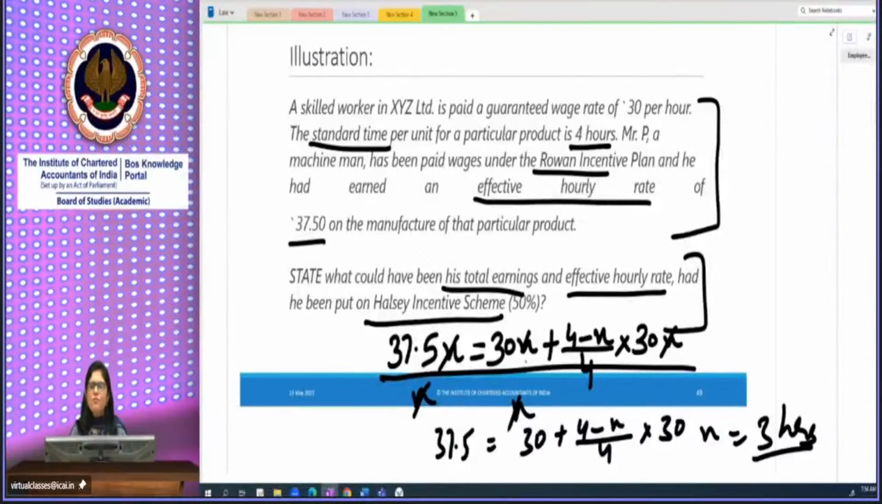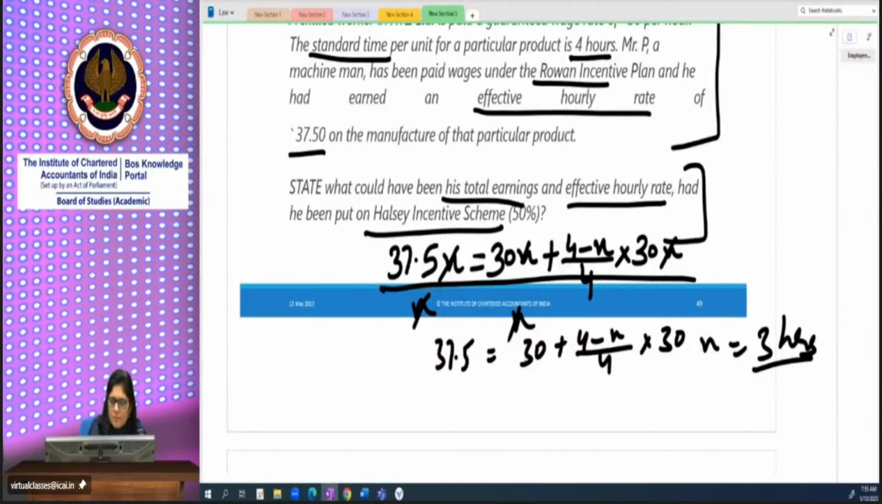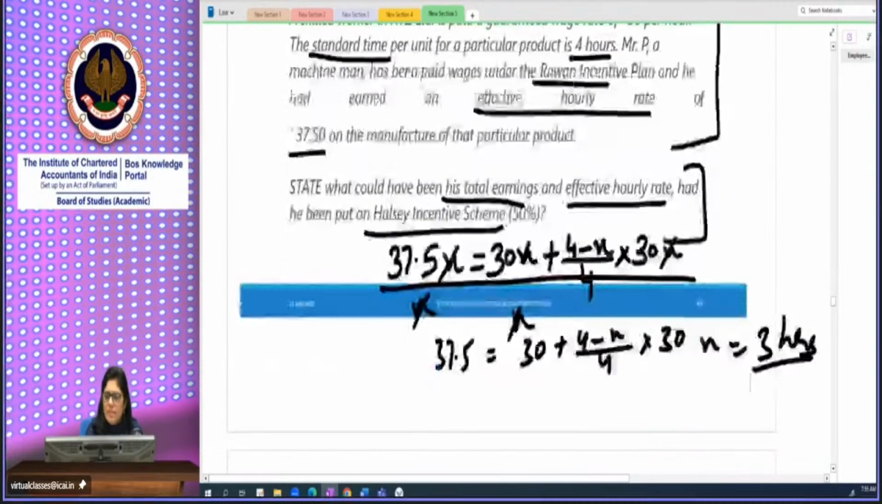So now that you know the time taken, you can calculate the earnings under Halsey. You know the time taken, 3 hours. So what will be the earnings under Halsey? Let us see how you solve under Halsey. The rate per hour under Halsey is 30 per hour. All right, so I'm calculating for Halsey now.